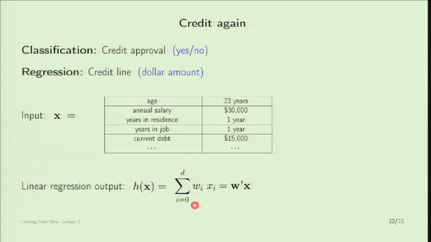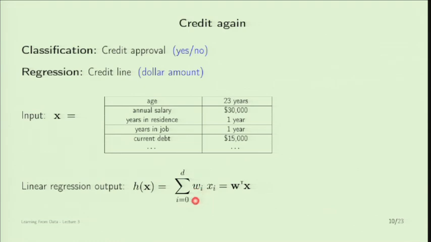Now, in this case, this is the output. We don't threshold it. We don't say it's plus or minus 1. There is w0 in, but we don't take it as plus or minus 1. We take it as a real number. And this is the dollar amount we are going to give you as a credit line.